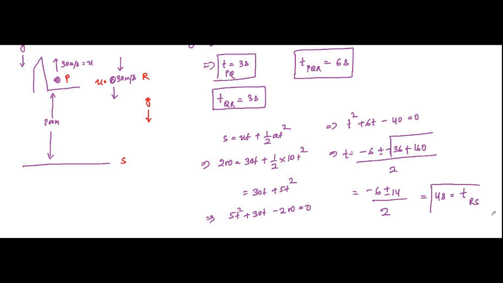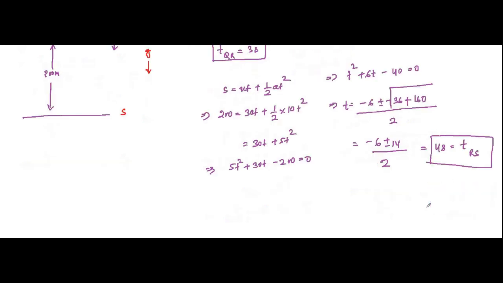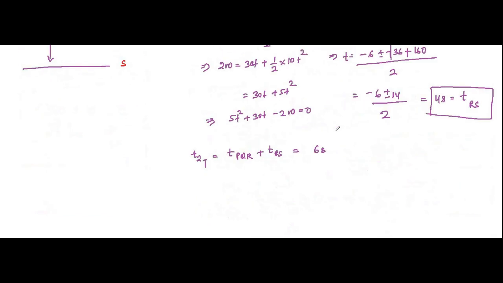So the total time for stone 2 is equal to T PQR plus T RS, which is 3 plus 3, 6 seconds for PQR, plus RS, which is 4 seconds. That is equal to 10 seconds. That is the total time for stone 2.